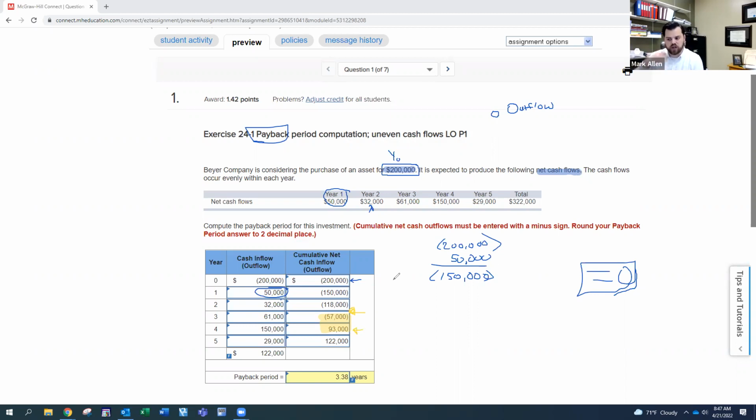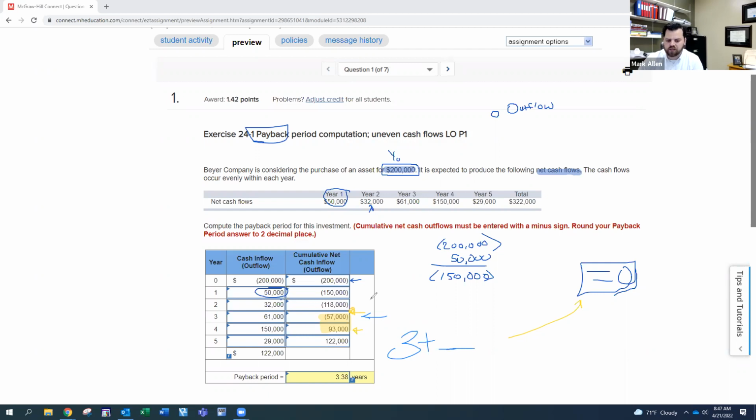So we actually generated an inflow, which means somewhere between that negative 57 and positive 93 is the 0 that we're actually looking for. And so what we need to do now is figure out how much into that actual 4th year we will need to go to hit this 0. So what we want to notice first is that payback occurs at a minimum of 3 years. So it took us 3 full years plus, but then we have some portion of year 4.